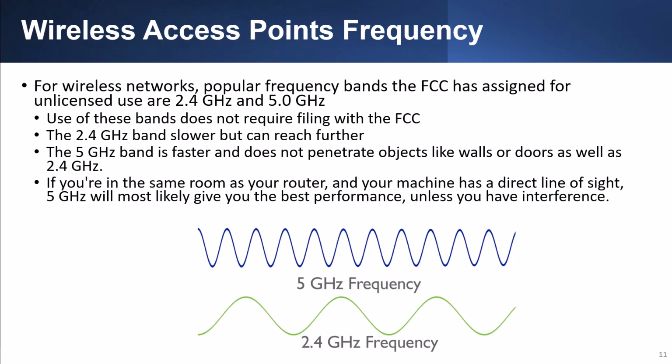For wireless networks, popular frequency bands the FCC has assigned for unlicensed use are 2.4 GHz and 5.0 GHz. Use of these bands does not require filing with the FCC. The 2.4 GHz band is slower but can reach further. The 5 GHz band is faster but does not penetrate objects like walls or doors as well as the 2.4 GHz. If you're in the same room as your router and your machine has a direct line of sight, 5 GHz will most likely give you the best performance unless you have interference.